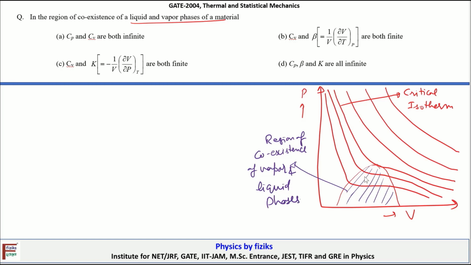In this region all these three quantities Cp, beta and kappa T are all infinite. So in this region of coexistence of these two phases, Cp, that's heat capacity, beta and kappa T are infinite. So therefore D is the correct option here.